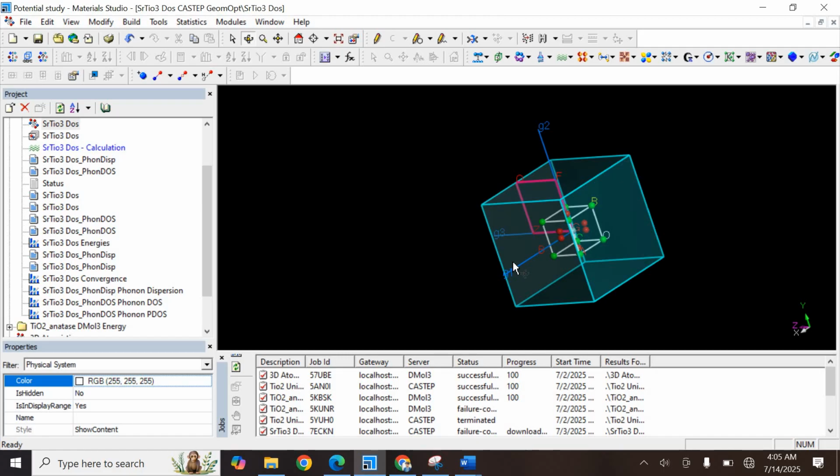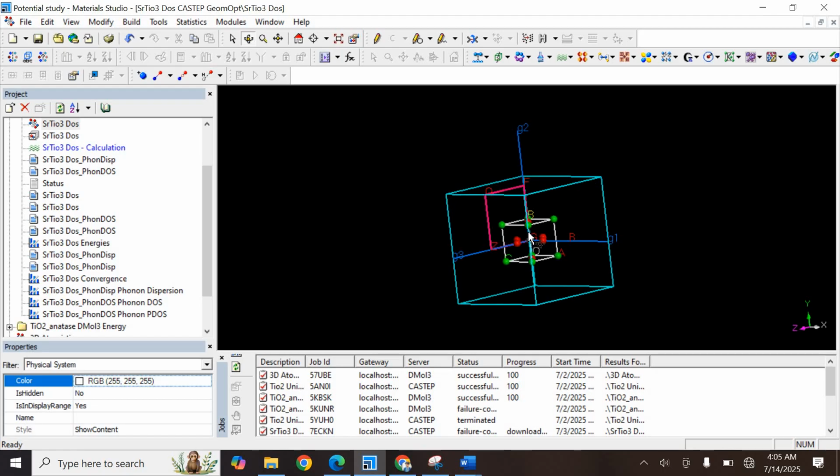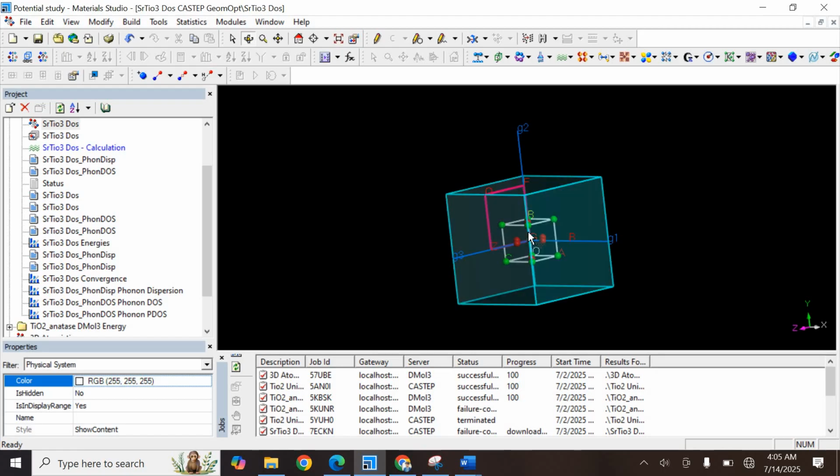battery applications. So now in this lecture, I will first discuss the phonon results that I have already calculated for the material SrTiO3, and after that I will walk you through the practical steps using CASTEP and Material Studio, including how to properly set up and run both phonon DOS and dispersion calculations. So let's begin with a bit of background.